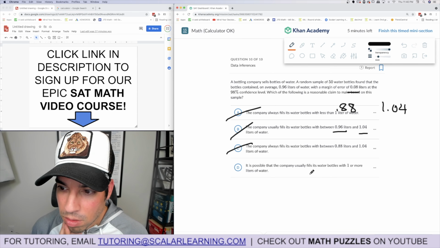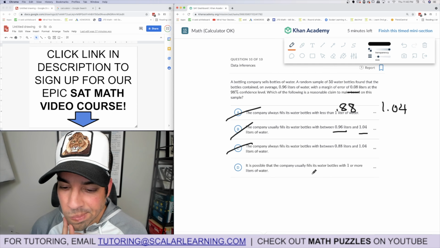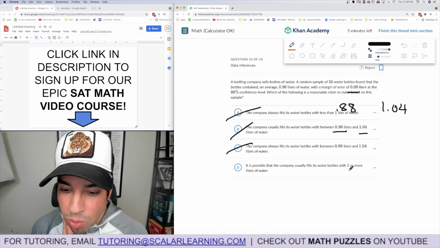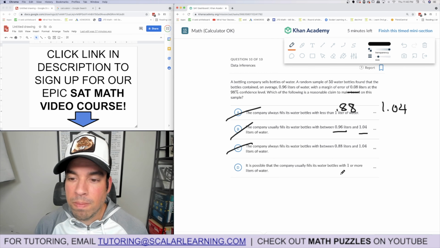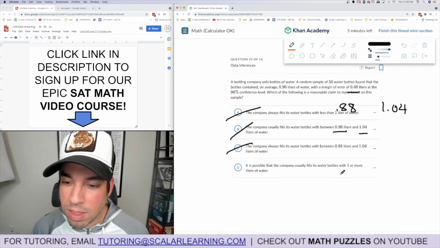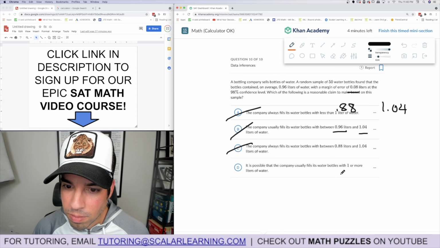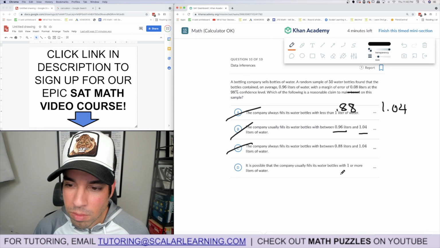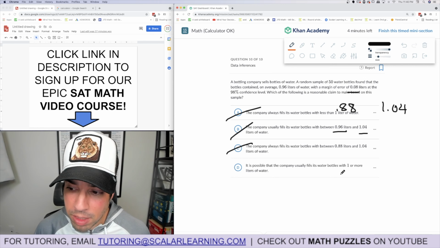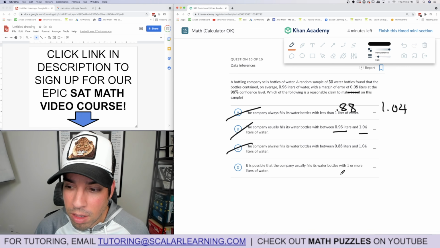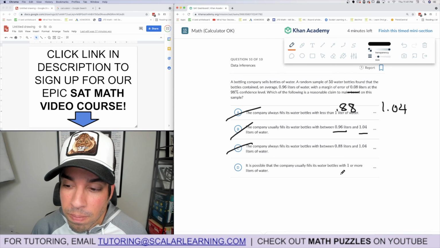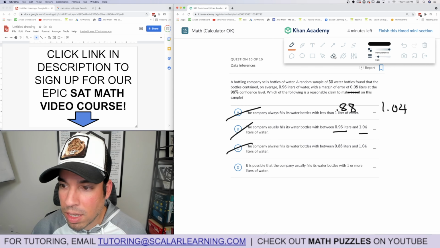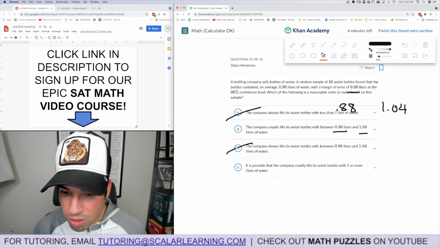What? Usually fills water bottles with 1 or more liters of water. Oh, this is weird. This is different. See, I don't know what the word usually means. It's a little weird. Does usually mean more than 50%? Yeah, I think B is our best answer, but this is not really the right type of language that they should be using. But I would say B.